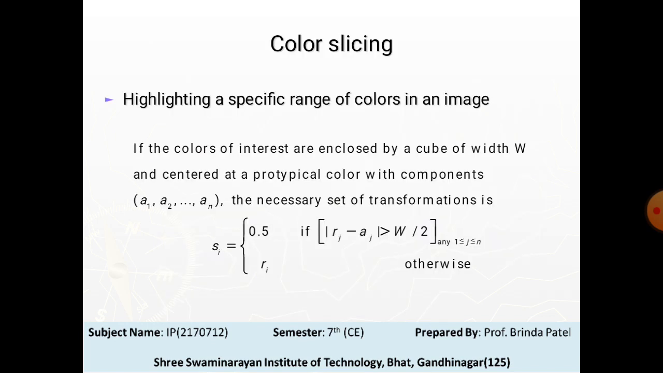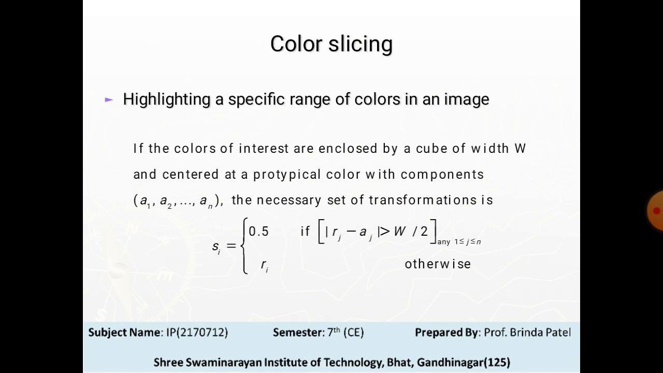Now let's see color slicing. Highlighting a specific range of colors in an image is useful for separating objects from their surroundings. The basic idea is, first, to display the colors of interest so that they stand out from the background, or second, to use the region defined by the colors as a mask for further processing. The most straightforward approach is to extend the intensity slicing techniques, because a color pixel is an n-dimensional quantity. However, the resulting color transformation functions are more complicated than their grayscale counterparts.